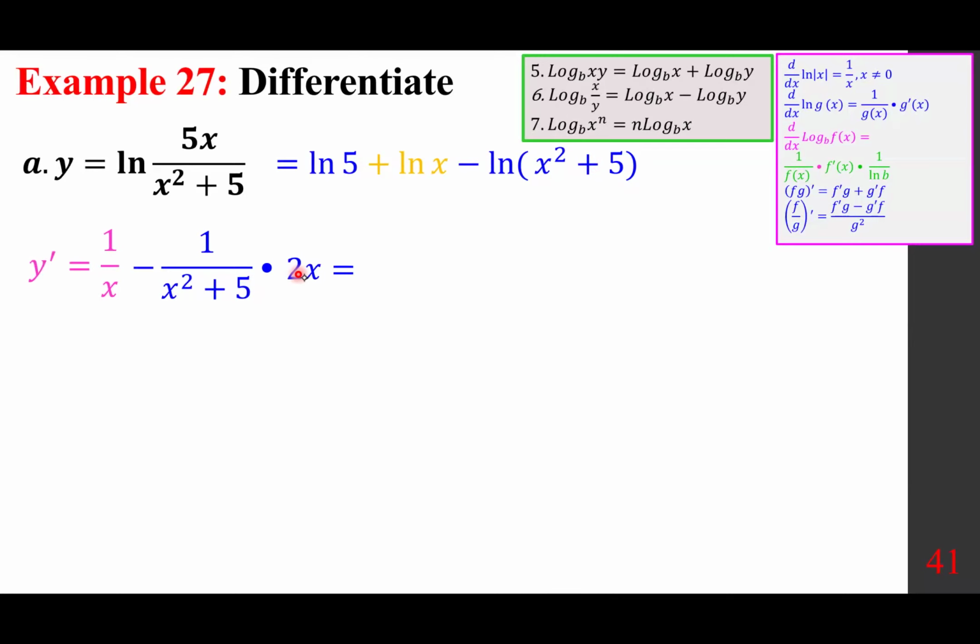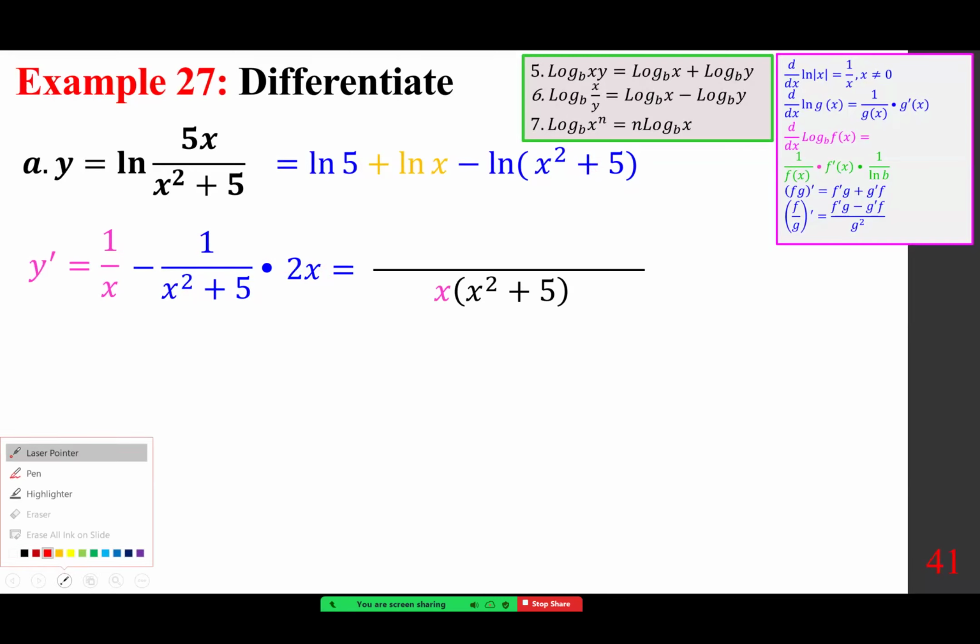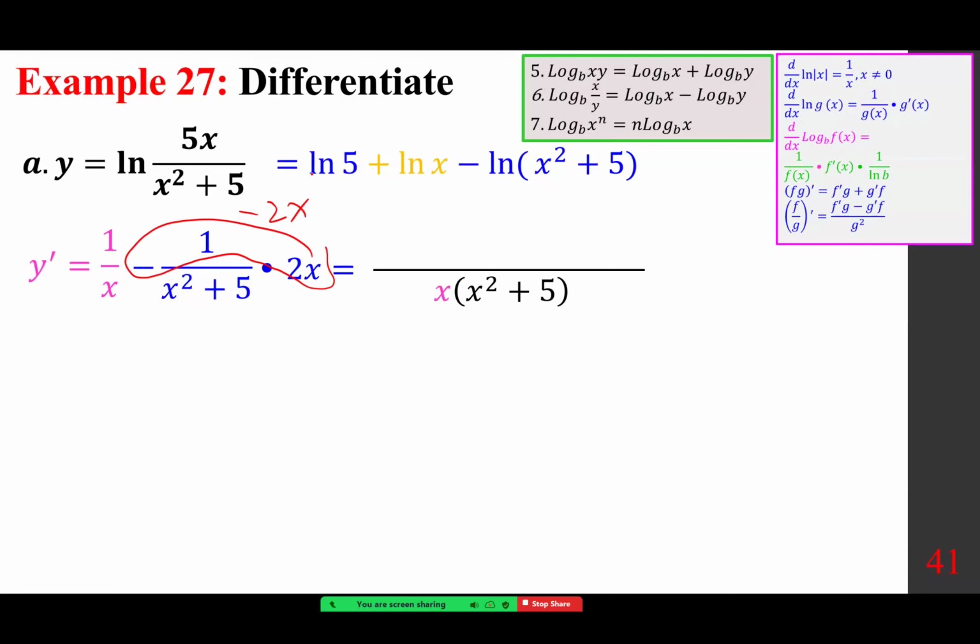So what do we have here? We have x times x squared plus 5 as the common denominator. So 1 times x squared plus 5 minus 2x. This is minus 2x, everybody, times x. Okay, we should recognize that.